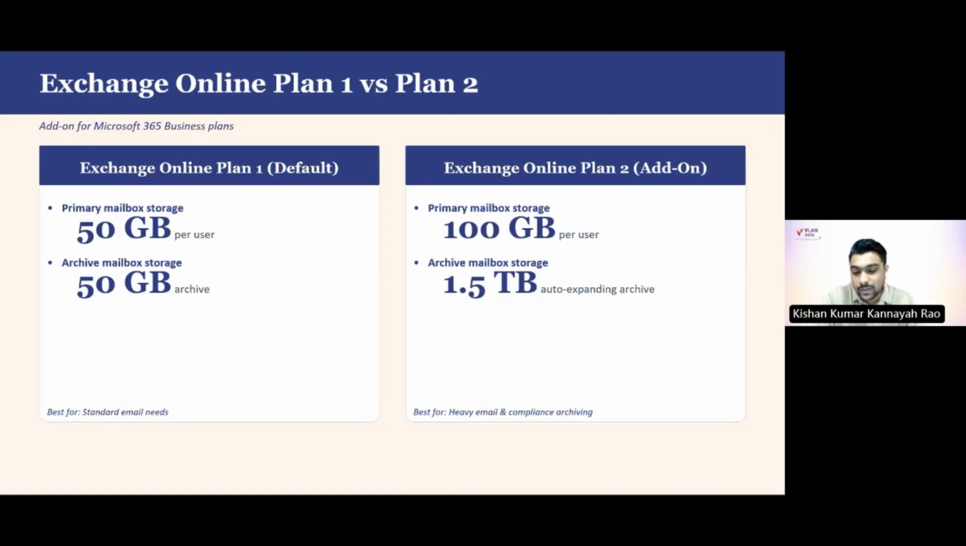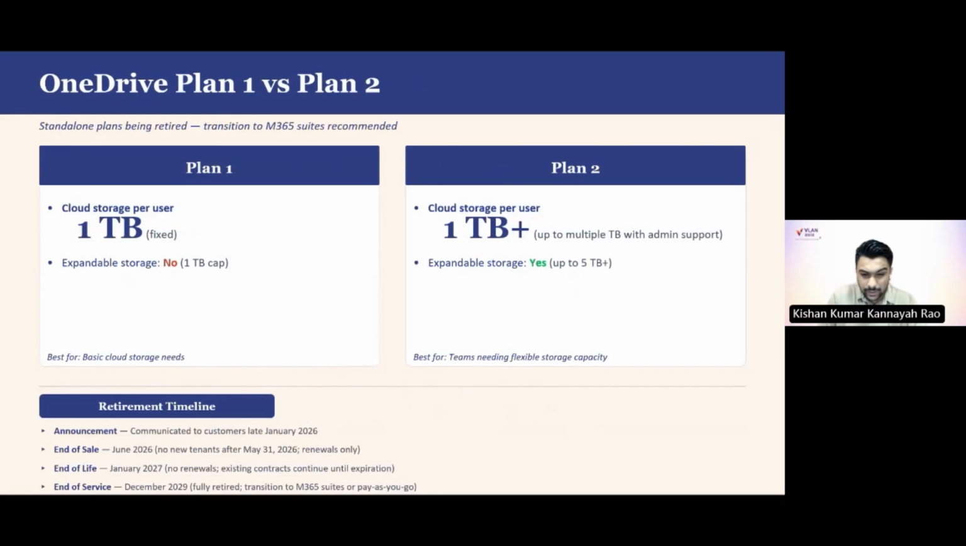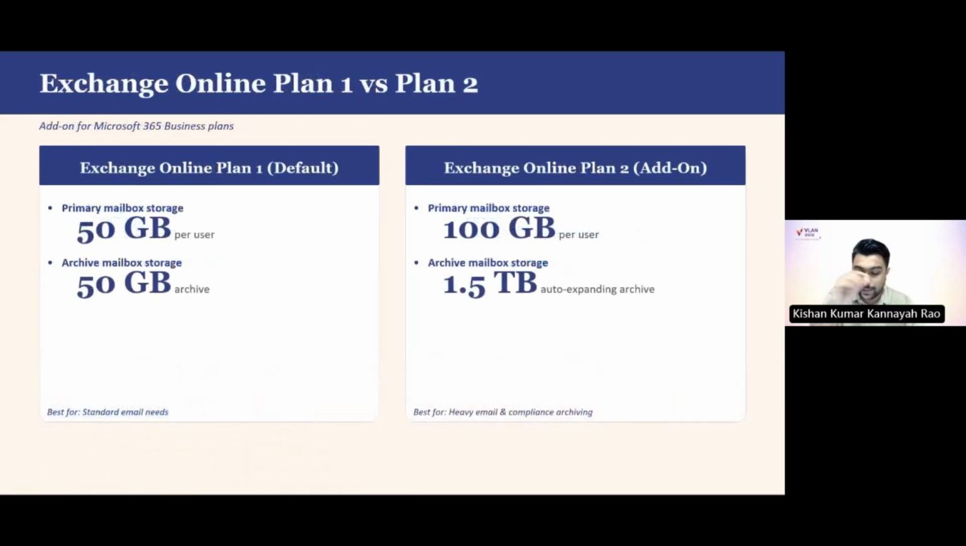So before you go for Exchange Online Plan 2, what are the things that you can do in your current 50 GB? The first thing is you can enable the 50 GB archiving. You can enable archiving and set a retention policy. With a retention policy, you tell your mailbox that emails older than 3 years or 4 years should move to the archiving mailbox.